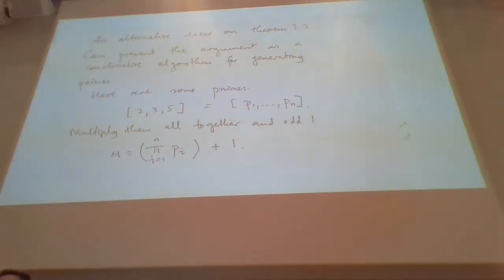We're not assuming that the Pn's are all the primes. They're just some bunch of primes that we've accumulated at a certain stage. We multiply them all together and add 1, just as we did in the proof of Theorem 3.2.